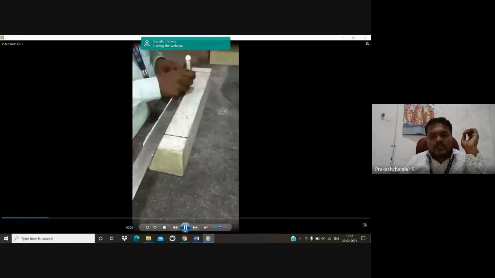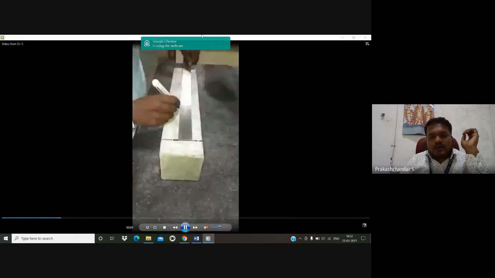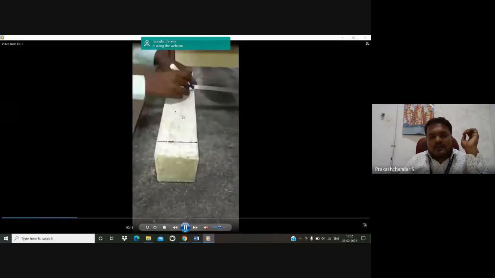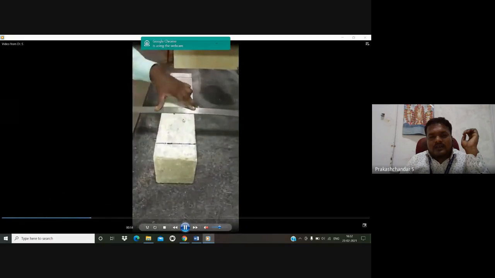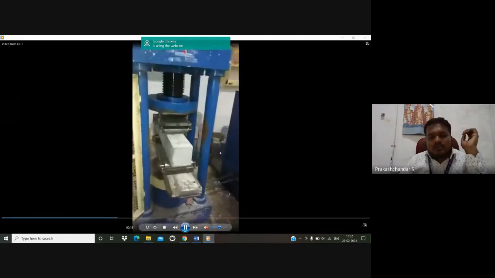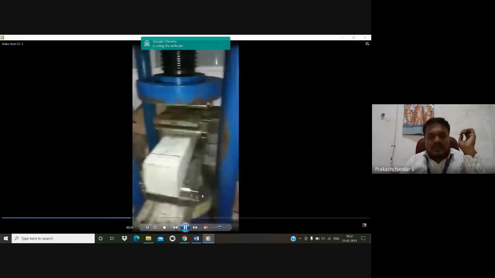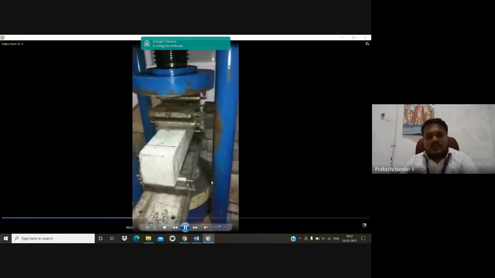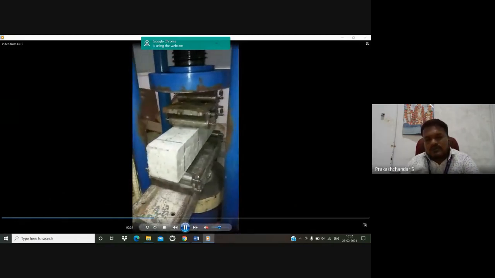The remaining portion is 400, and that 400 is divided into 3, so that is 133 mm. So I am dividing it into three portions of 133 mm. Okay, see here, a 4-point loading arrangement is shown.